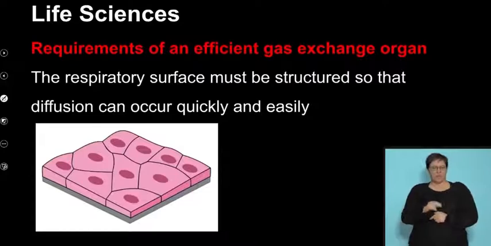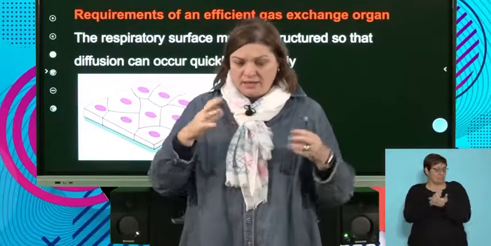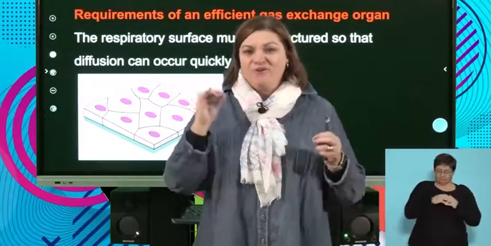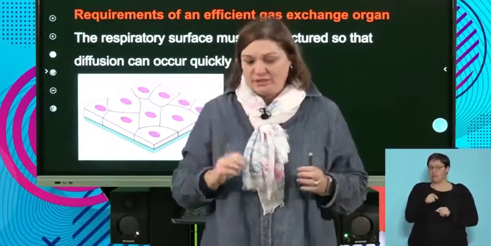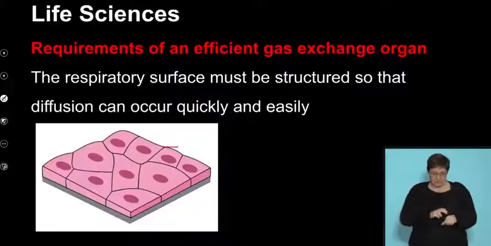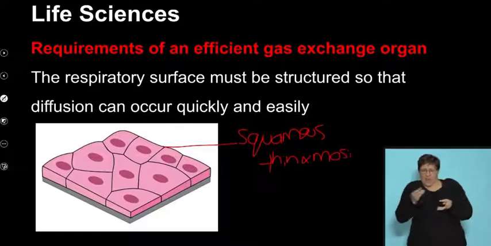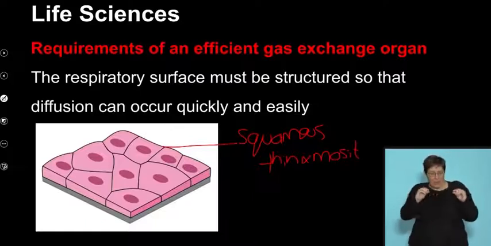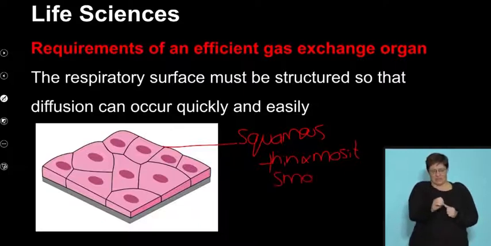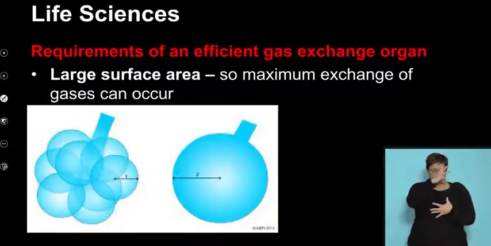Now, when I look at the process of gaseous exchange, there are things that I need to bear in mind. Remember how I'm going to make it a really good gaseous exchange system. I don't know if you can remember, this is called squamous epithelium. Squamous epithelium is thin and moist, and it's also very smooth. This is going to be very important when I need to bring oxygen in and out. So these are the requirements each time.